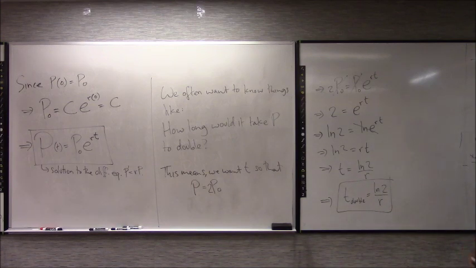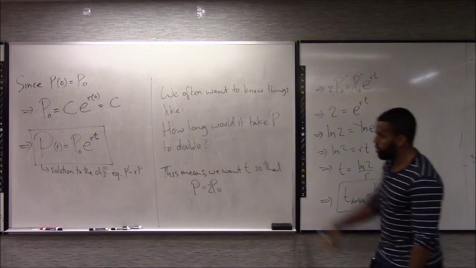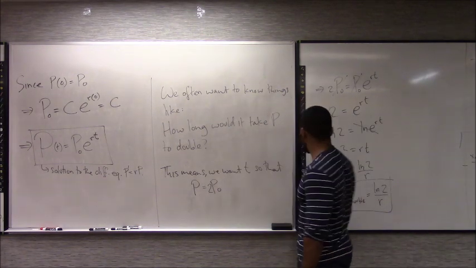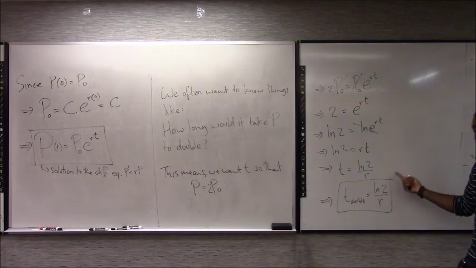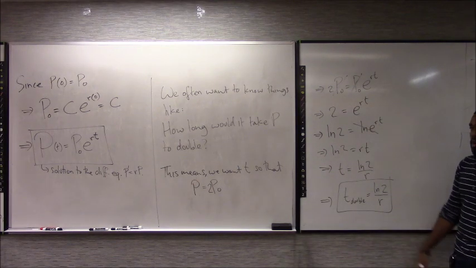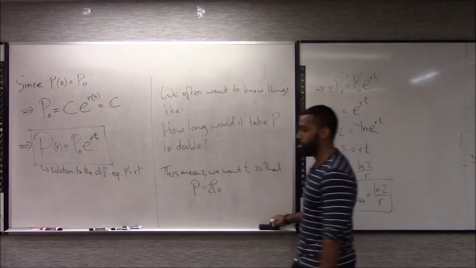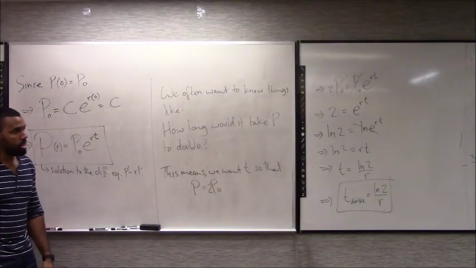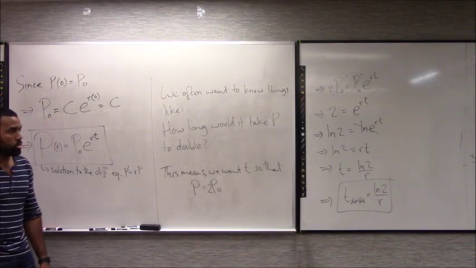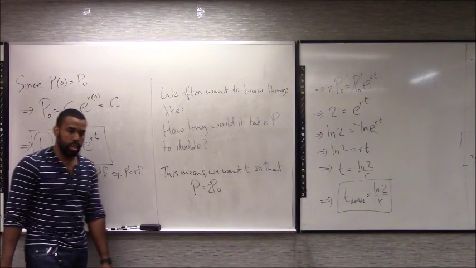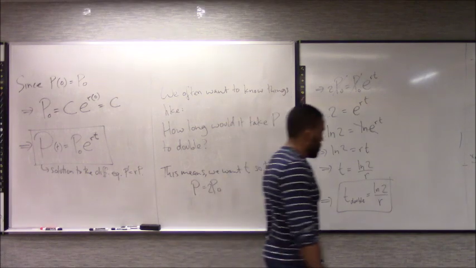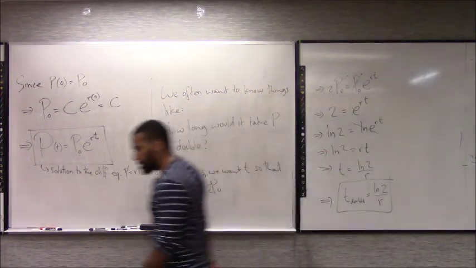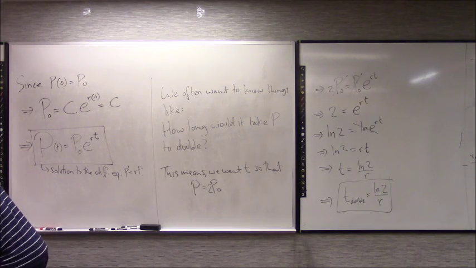You could also imagine here, if I wanted the time to triple, the process would be pretty much the same. I would just put a 3 instead of a 2. I would get ln 3 over r. Time to quadruple, ln 4 over r. The time to increase by a factor of 10, ln 10 over r, etc. If I want to increase by a factor of k, the time that it will take is going to be ln k over r. This is a property of exponential functions. It grows very nicely. And at this point, I think we actually spoke about everything.